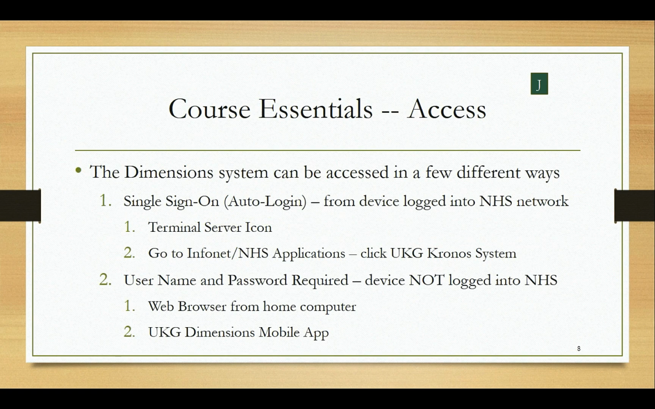The Dimensions system can be accessed in a few different ways. Single sign-on or auto login from a device logged into NHS network. You can use the terminal server icon, or you can go to the Infonet NHS applications and click the UKG Kronos system. The system will launch and will auto log you in. Your username and password when not logged into a device on the NHS network. This could be a web browser from your home computer or the UKG Dimensions mobile app.